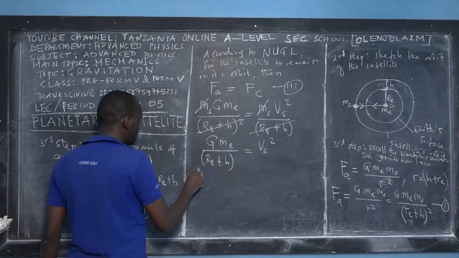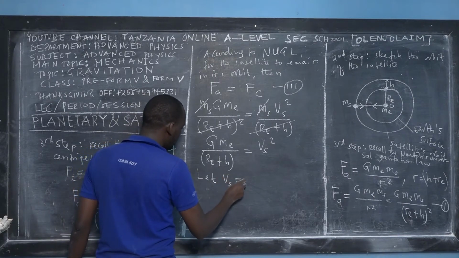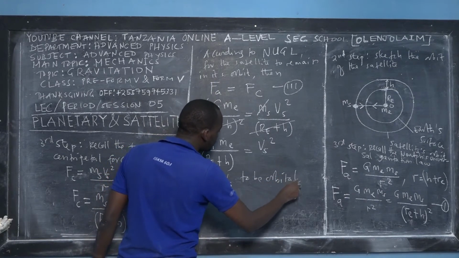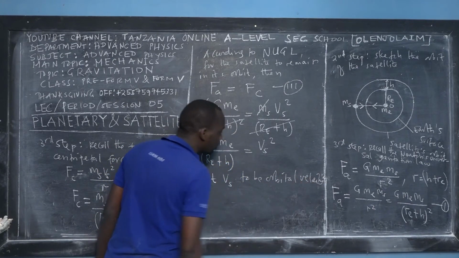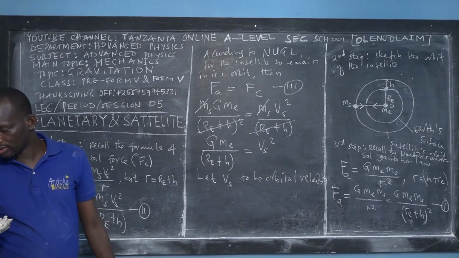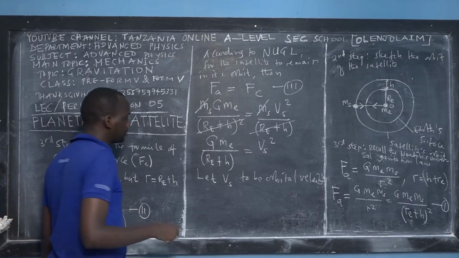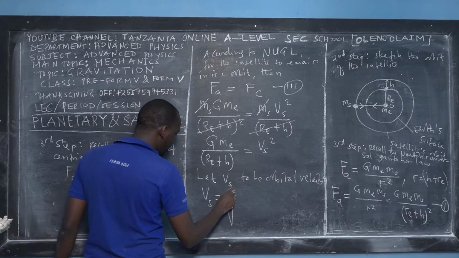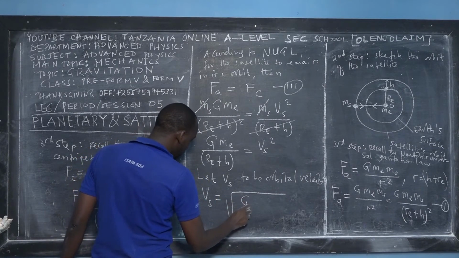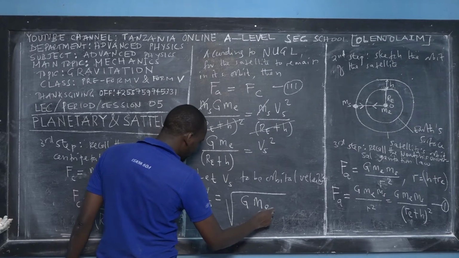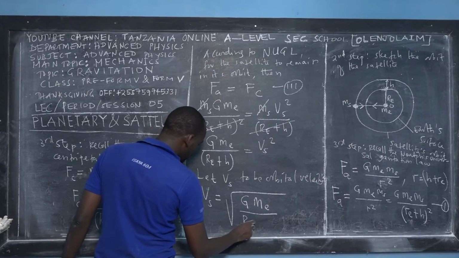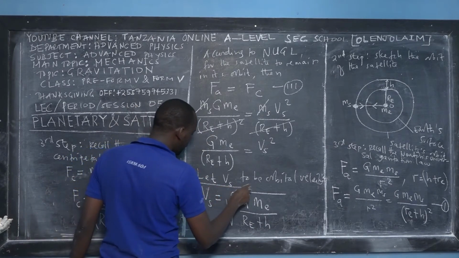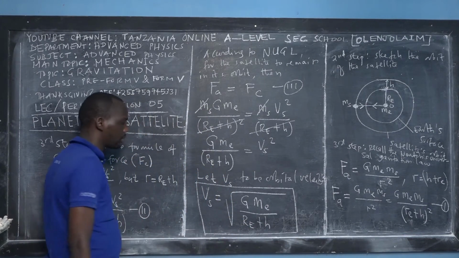So it means that we let Vs be the orbital velocity. Then the orbital velocity Vs will be equal to the square root of the gravitational constant times the mass of the Earth over the radius of the Earth, which is constant, plus the height, which we don't know. So this will be the first formula for orbital velocity.